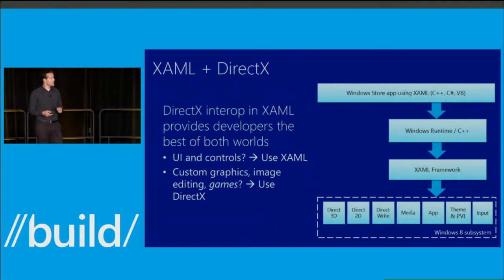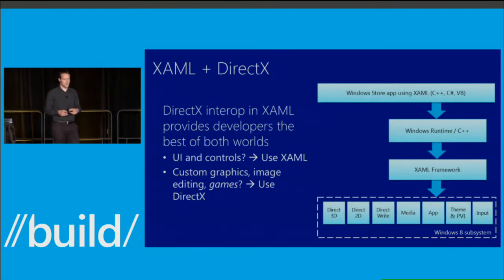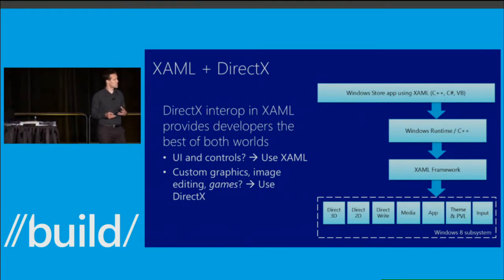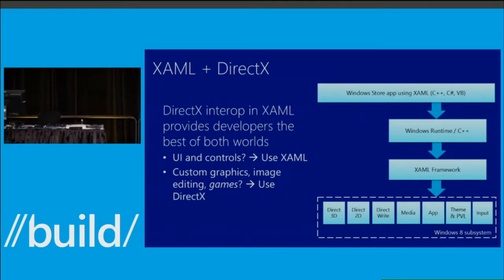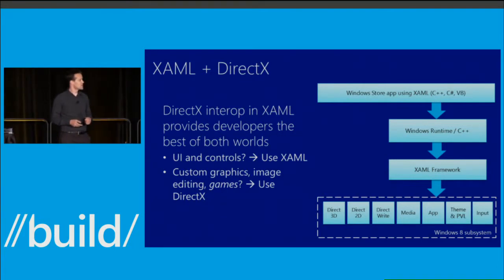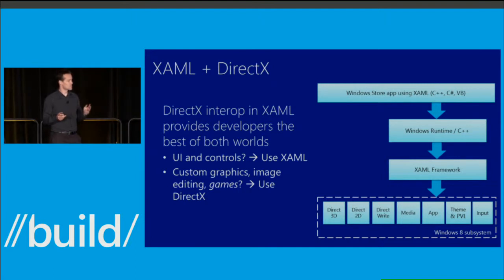The architecture diagram here, which you're probably pretty familiar with at this point: you can build your Windows Store app using XAML, C++, C#, or VB, and that can talk through the Windows runtime layer to the XAML framework, where we run all of our code, windows.ui.xaml.dll. That's actually layered on top of the rest of the Windows 8, what we call the Windows 8 subsystem, and that's a great way to write apps. What we've added with XAML and DirectX interop is the ability to go directly from your store app into the DirectX API set while still using XAML. So you don't have to switch wholesale to DirectX. You can use both together.